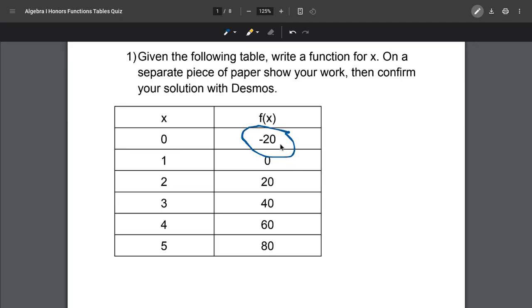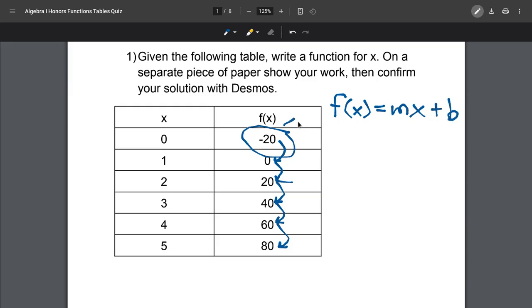Now if I look at the negative 20, I note that to go to 0, I have to add 20. If I go to 20, I'm adding 20 again, and 20 again, and 20 again. So we're increasing by a constant rate, so this is linear, so it's going to follow the form f of x equals mx plus b, where m is the slope and b is the y-intercept.